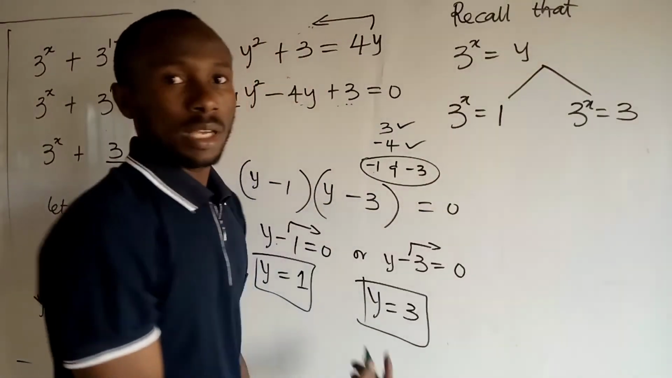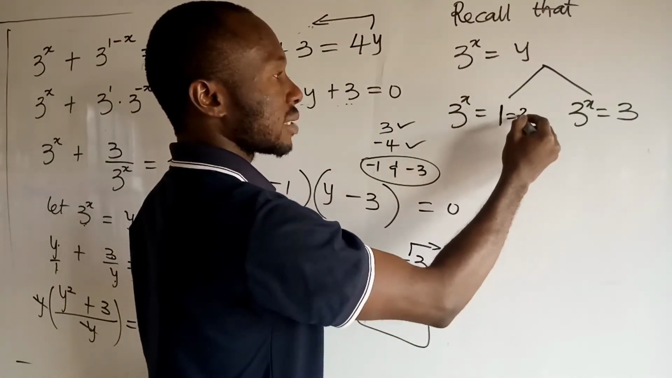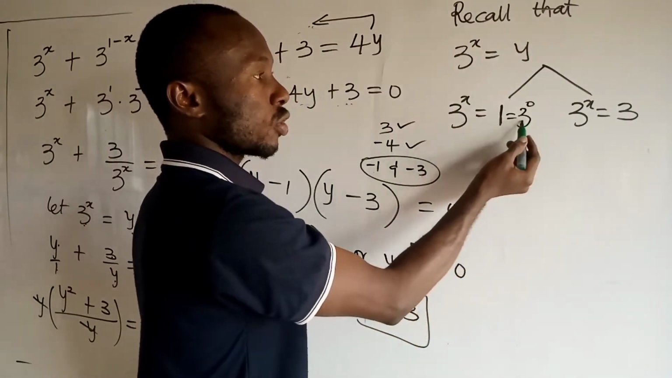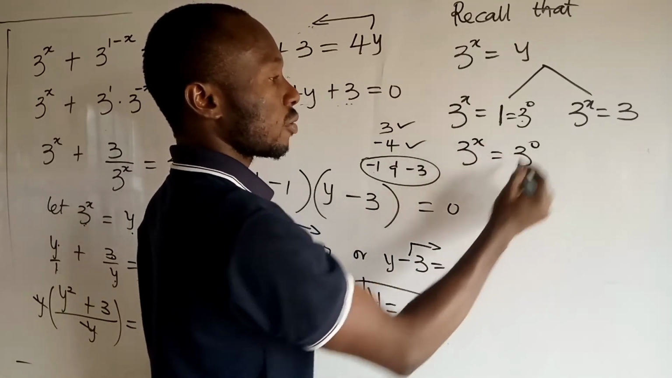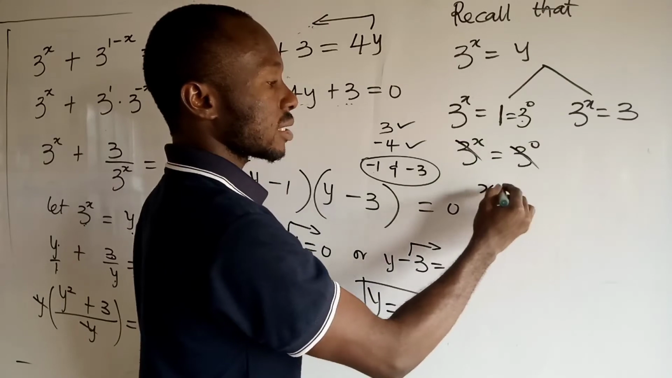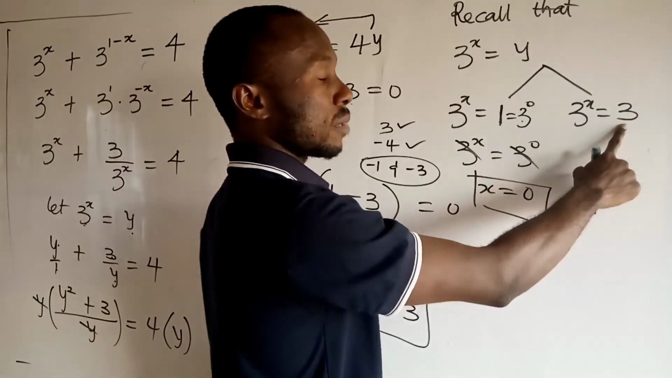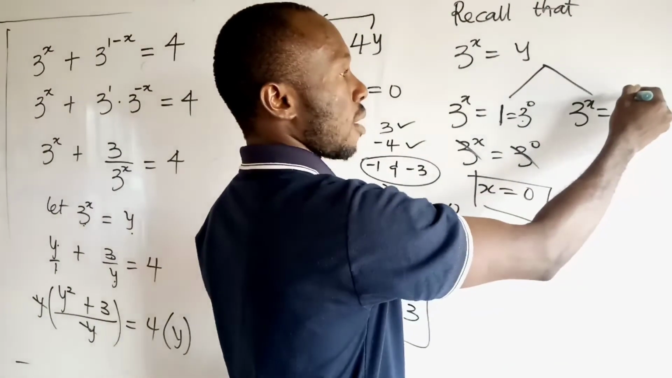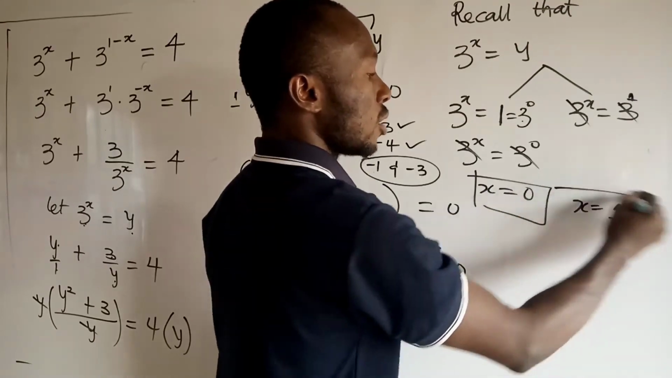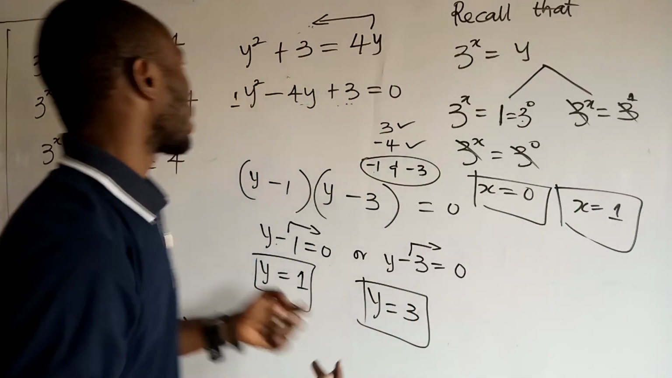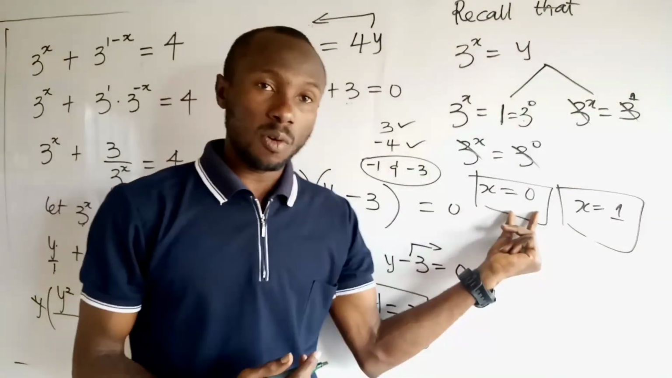At this point, we want to rewrite 1 as 3 to the power 0, because 3 to the power 0 is the same as 1. So when I have 3 to the power x is equal to 3 to the power 0, the bases cancel out, so I have x is equal to 0. This is my first answer. And secondly, 3 itself is the same as 3 to the power 1, so these can cancel out, and you have x is equal to 1. So the values of x that will satisfy this given exponential equation are 0 and 1.